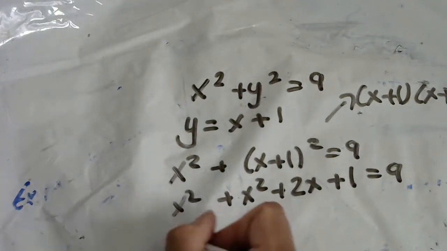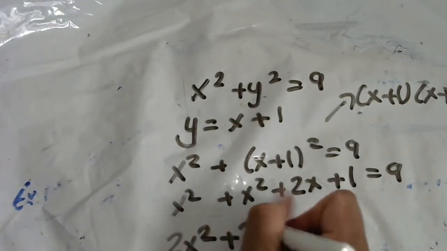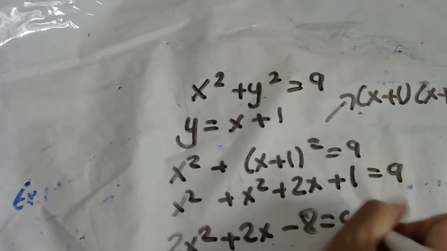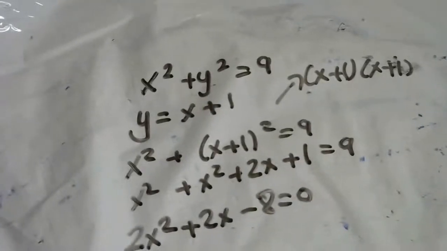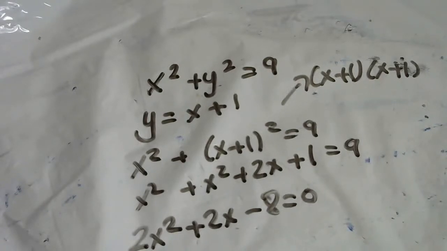Collect up your like terms, and you've got 2x squared plus 2x minus 8 equals 0. So can I ask you, just as a quick bit of revision, to solve that equation for me and tell me what the x's are? Okay.